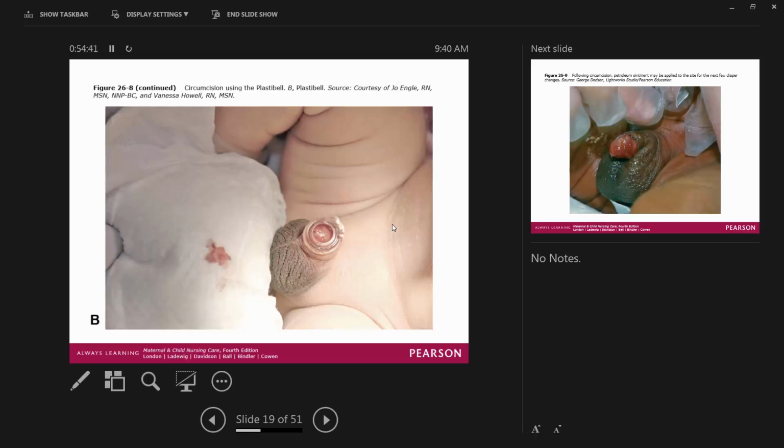And this is what they might see. This is that plastic cap with the thing broken off, and you can see the string tied there. Baby can pee out of that just fine. You might see some little spots of blood on there, but that's okay. But we don't want to see bleeding, okay?